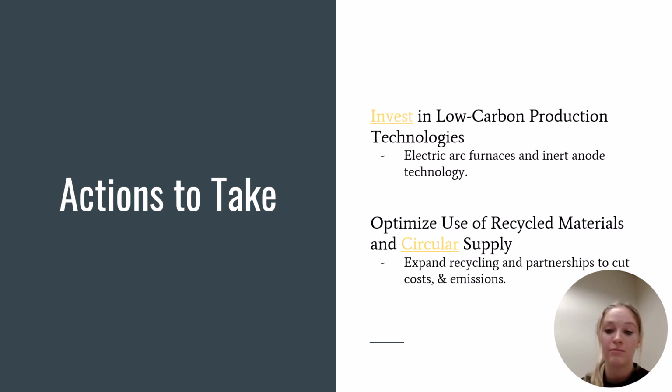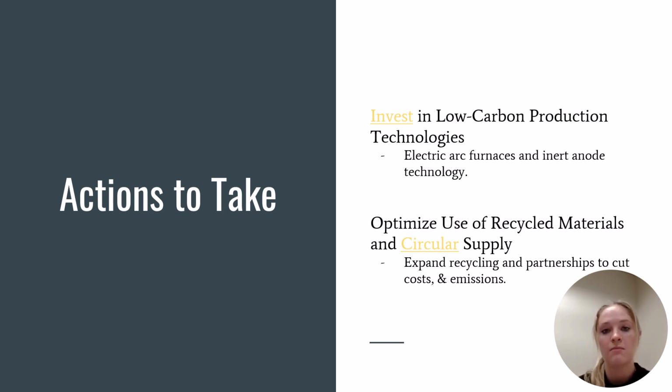These changes help companies meet carbon neutrality goals and reduce long-term energy costs. More importantly, they prepare producers for stricter environmental regulations and make them more competitive in a market that's rapidly moving towards sustainability. The second key action is optimizing the use of recycled materials and building circular supply chains. Instead of relying on new raw material extraction, which can be expensive and unsustainable, companies can reduce costs and emissions by using more recycled steel and aluminum.